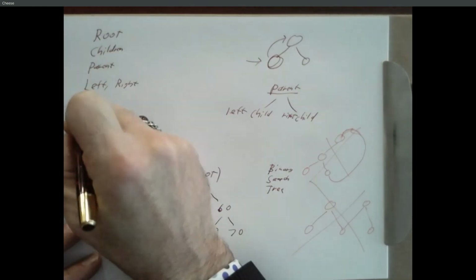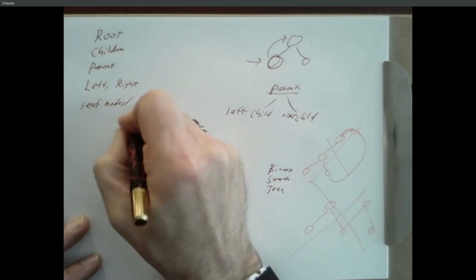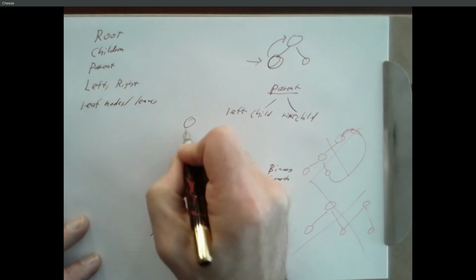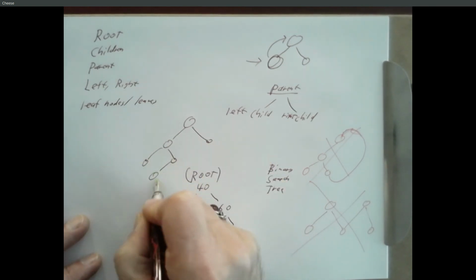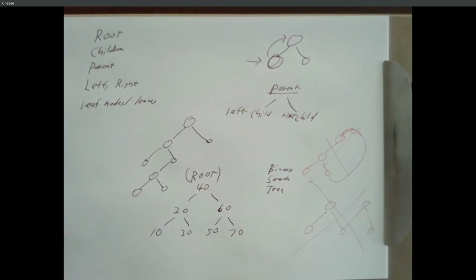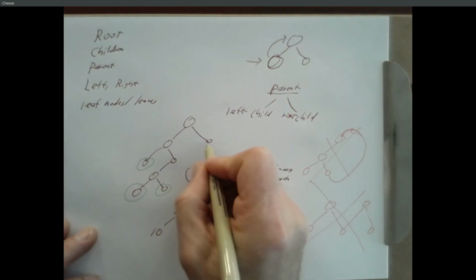We can talk about leaf nodes, or leaves. So what's a leaf? It's a node with no children. Right, it's like a leaf on a tree. There's no branch coming out of it leading to other trees. So where are the leaves in this tree? Right there, there, there, and there.